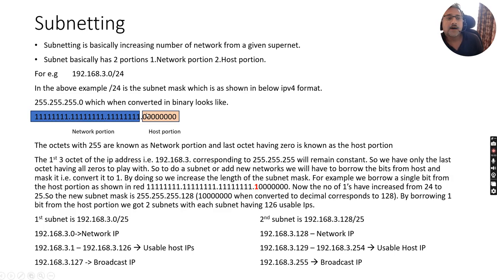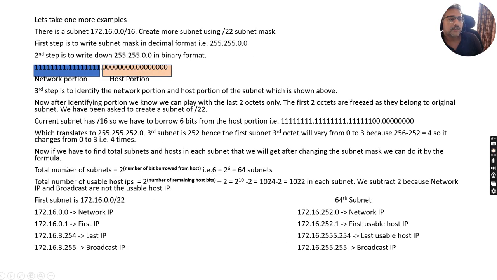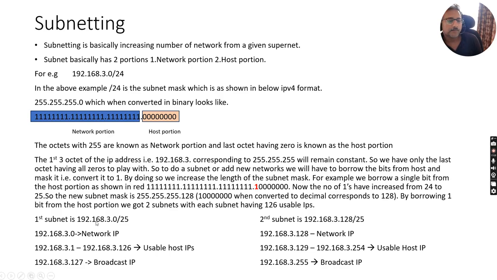Here you have masked 1 bit to make it /25. So the calculation is: total number of subnets equals 2 raised to the number of bits borrowed from the host, or masked. For us it will be 2 raised to 1, equal to 2 subnets. So there will be 2 subnets, 3.0 and 3.128.